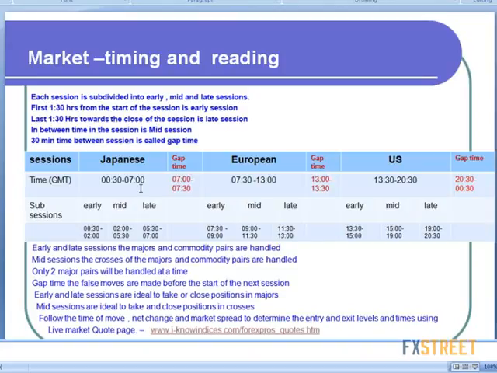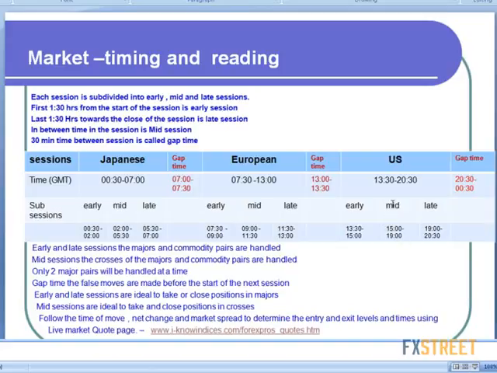These are all the timings followed by the players. So don't ask me what is the logic behind it. The logic is that when the banks open and start doing the trades in the early sessions, the players also try to accommodate and make the moves in such a way that they earn at every moment. So each session is subdivided into early, mid, and late sessions. The early and late sessions handle the majors, and the mid sessions handle the crosses.